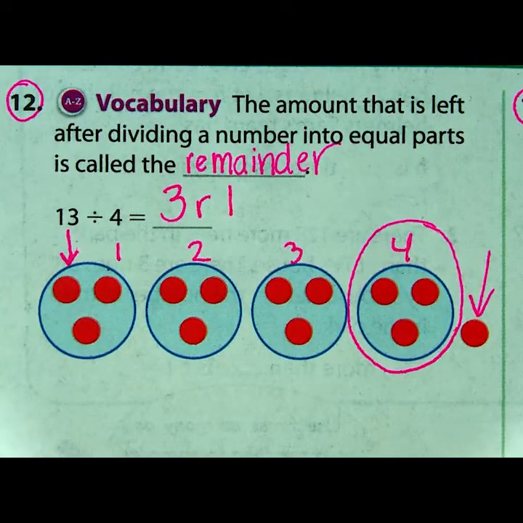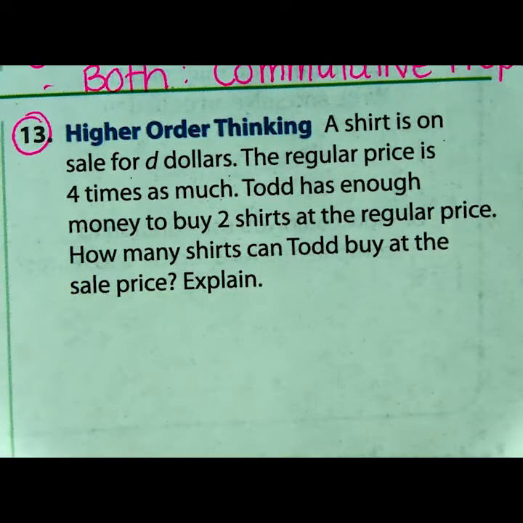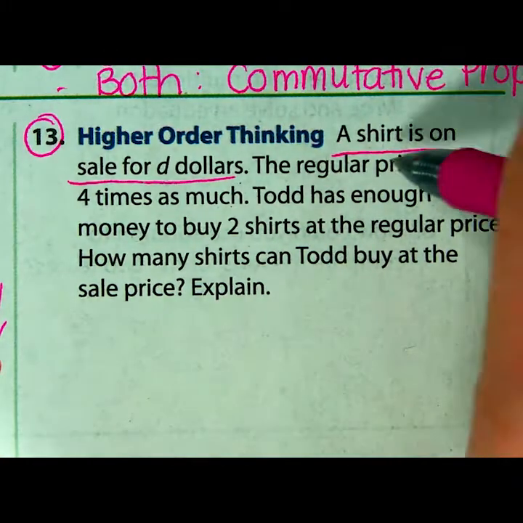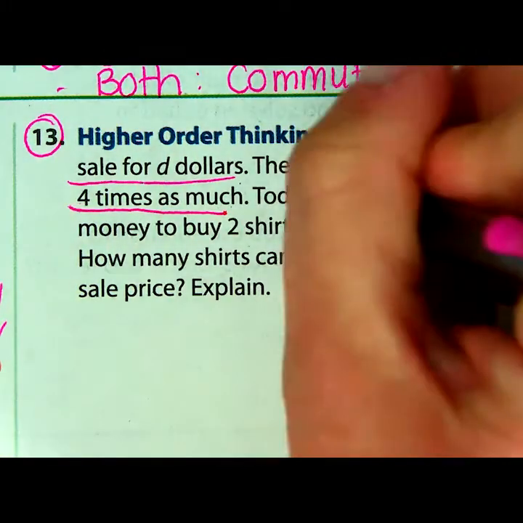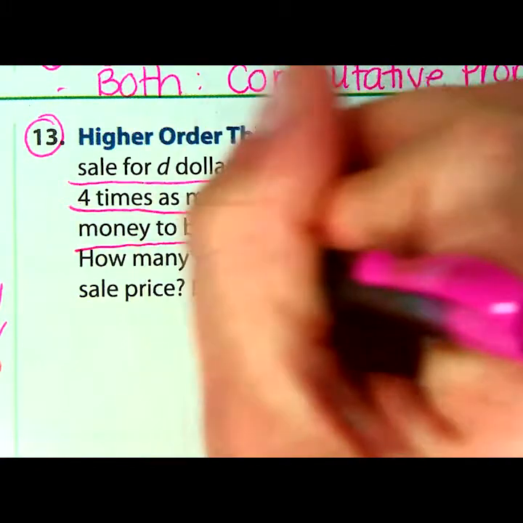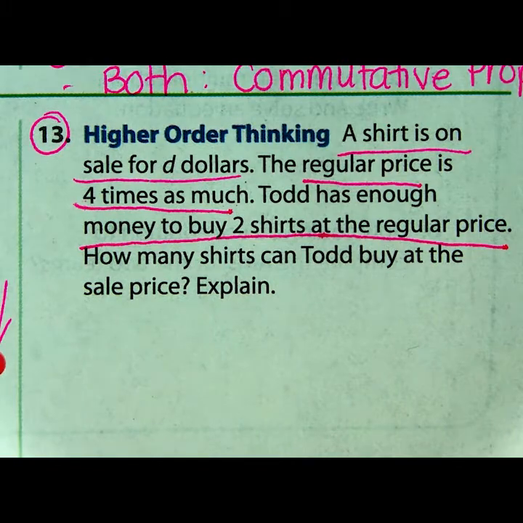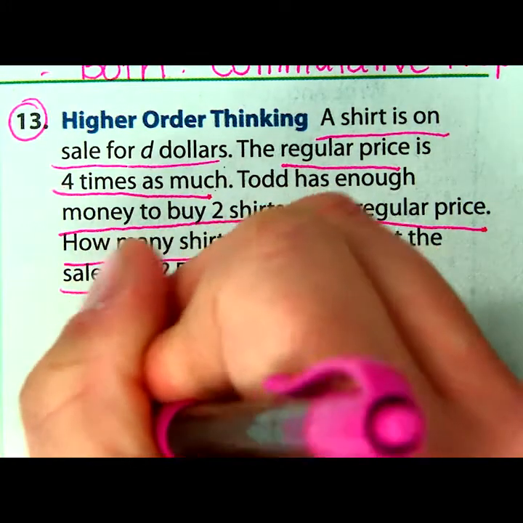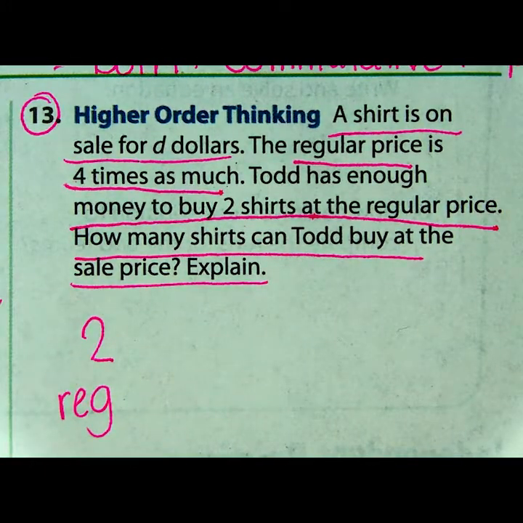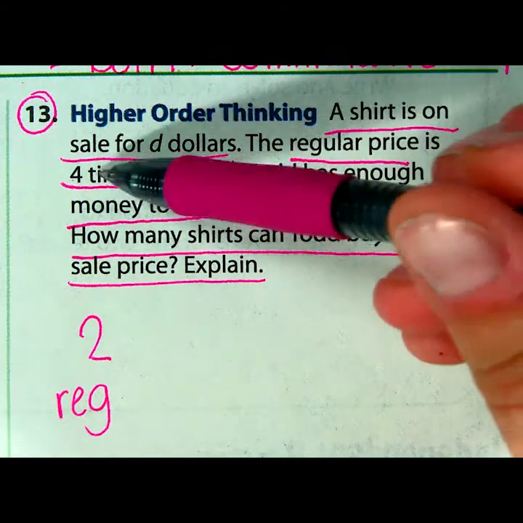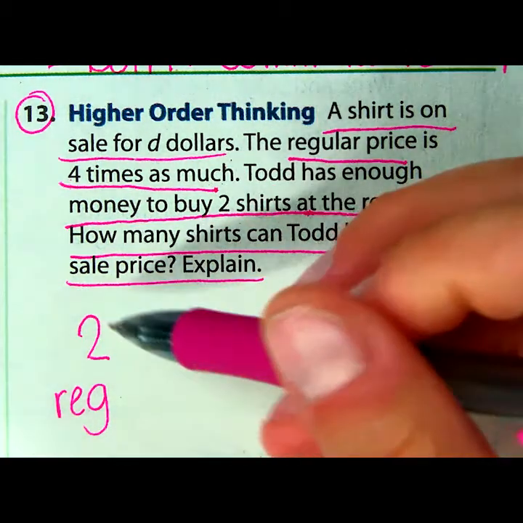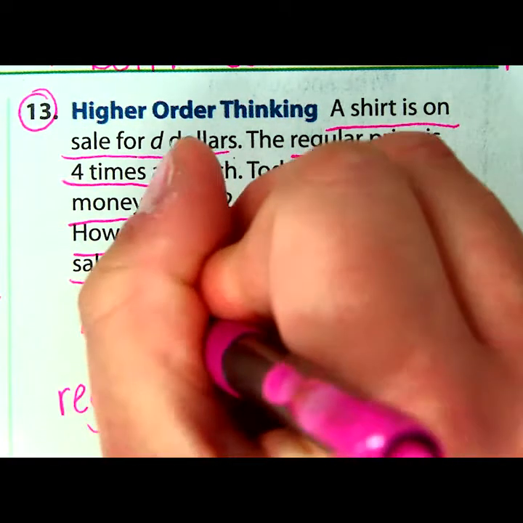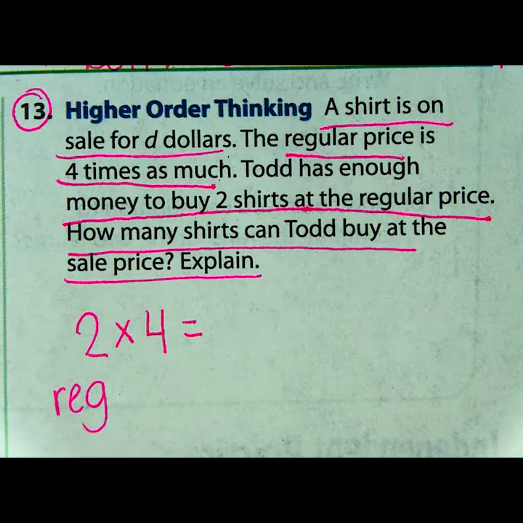13, last one. A shirt is on sale for $D. All right, we got a shirt going on sale. Cool. Regular price is 4 times as much. Todd has enough money to buy 2 shirts at the regular price. How many shirts can Todd buy at the sale price? All right, so he can buy 2 at regular price, right? But we know that the shirts are on sale, and at regular price, they are 4 times as much. So if he can buy 2 at the regular price, then we would multiply by 4 to find out that on sale, he can buy 8 shirts total.